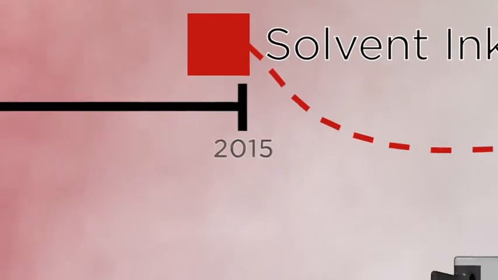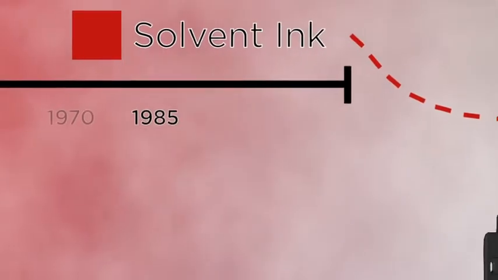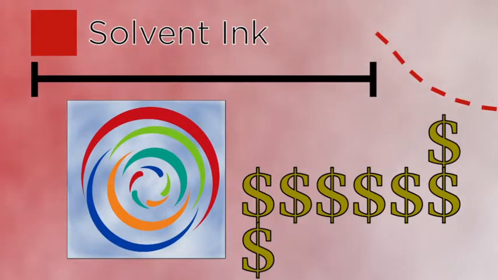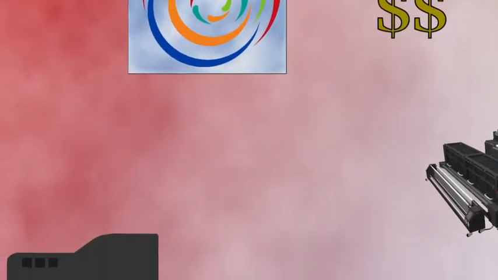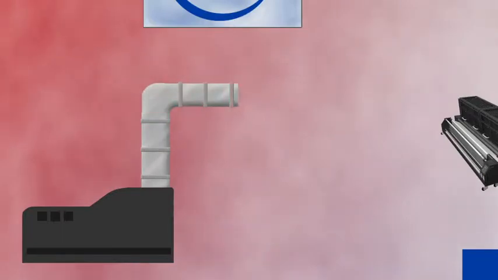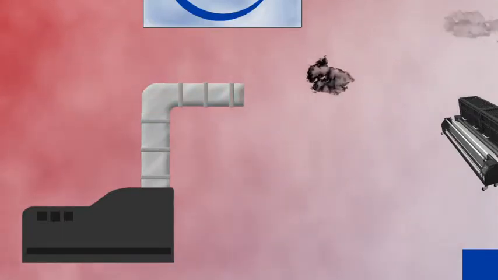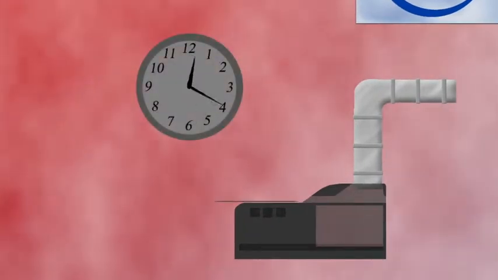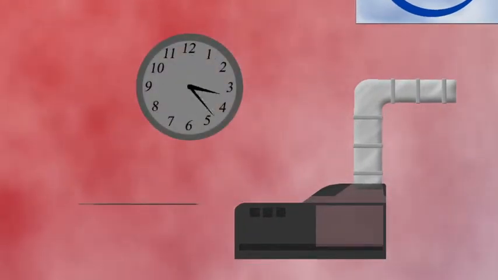Solvent printing was the first method used in grand format printing. It has excellent performance and affordability, but isn't very eco-friendly. It requires special ventilation to avoid exposure to hazardous fumes from the toxic solvents. It also requires some time for the ink to dry and fully cure.